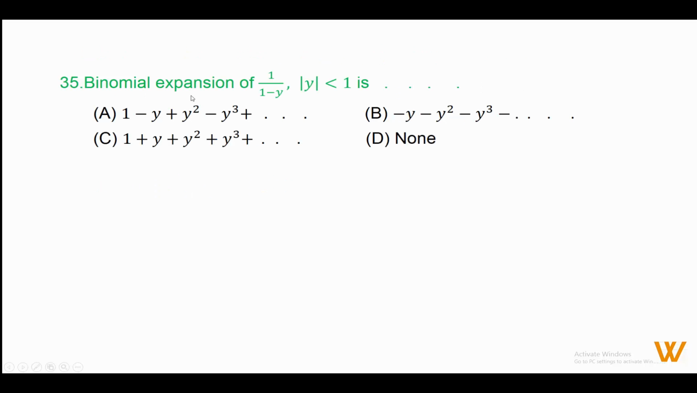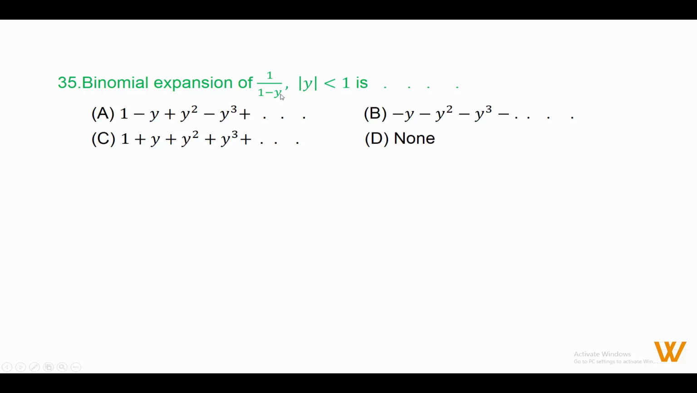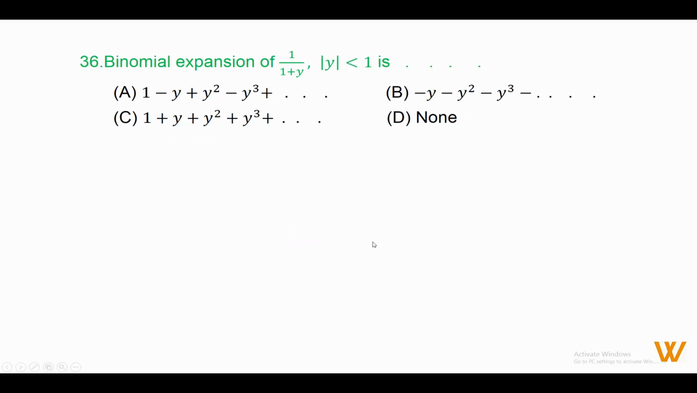35. Binomial expansion of 1 upon 1 minus y for mod y less than 1 is dash dash dash. Binomial expansion of 1 upon 1 minus y. Here function is 1 upon 1 minus y. So in expansion all the terms are plus, means 1 plus y plus y square plus y cube plus dot dot dot, means answer is C option, 1 plus y plus y square plus y cube plus dot dot dot.